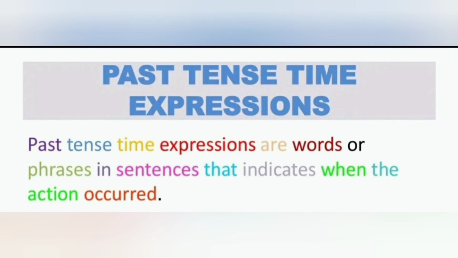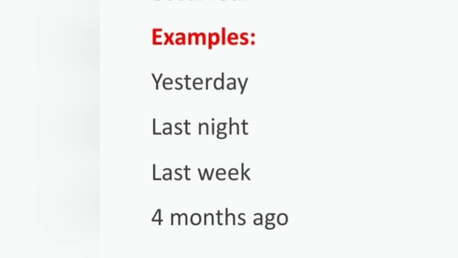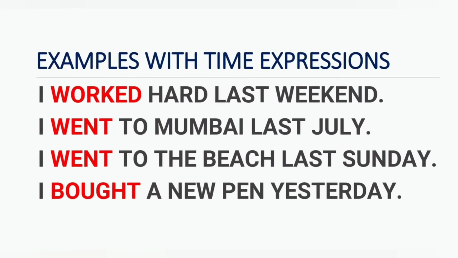Past tense time expressions. Past tense time expressions are words or phrases in sentences that indicate when the action occurred. Examples: yesterday, last night, last week, 4 months ago. Let's see some more examples with time expressions. I worked hard last weekend. I went to Mumbai last July. I went to the beach last Sunday. I bought a new pen yesterday.